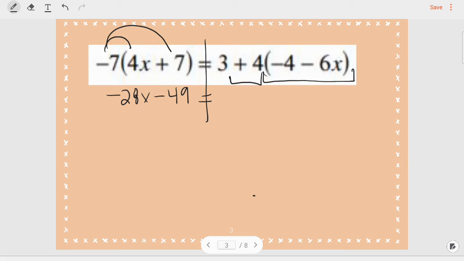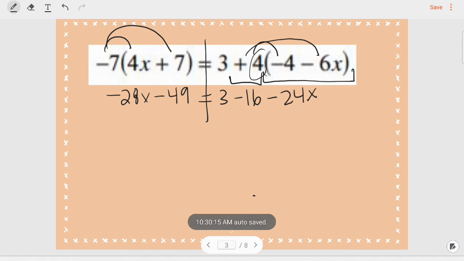Do not fall into the trap of combining 3 plus 4. While they're both on the outside, this 4 is attached to the parentheses. Don't distribute. Leave it alone. Bring down the 3. 4 times negative 4 is negative 16. Positive 4 times negative 6 is negative 24. I'm still going to wait to see which side is my variable side until both sides are simplified.